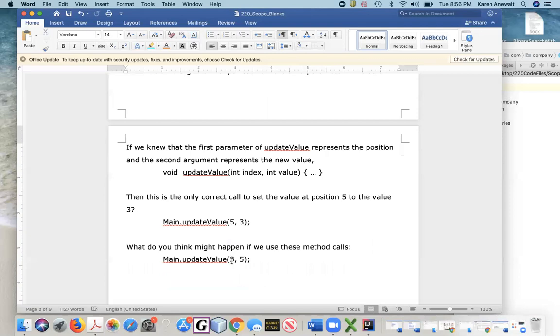No, it wouldn't do that, because the computer always just pairs up the first argument with the first parameter. So it would think that 3 was the index, and then it pairs the second argument with the second parameter. So it would pair the 5 with value.